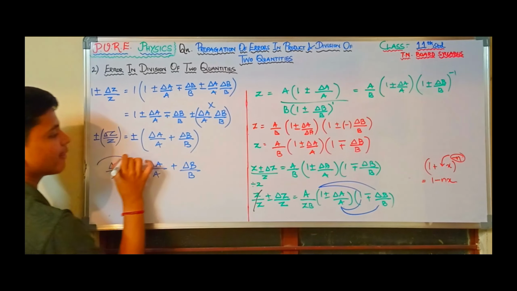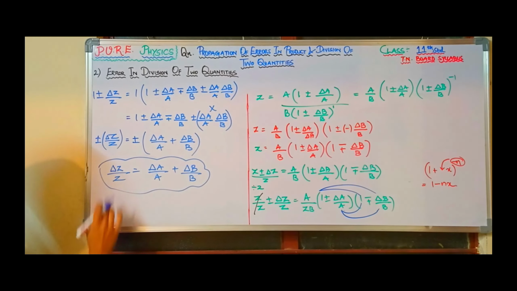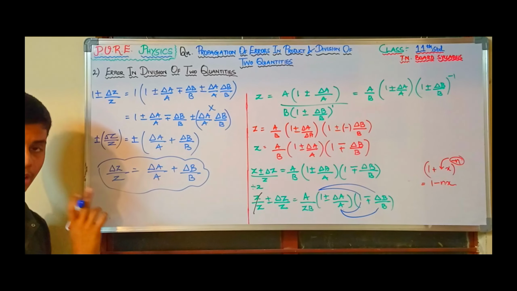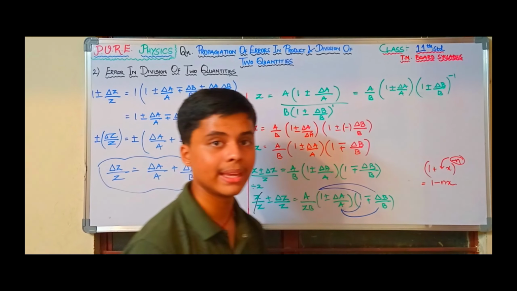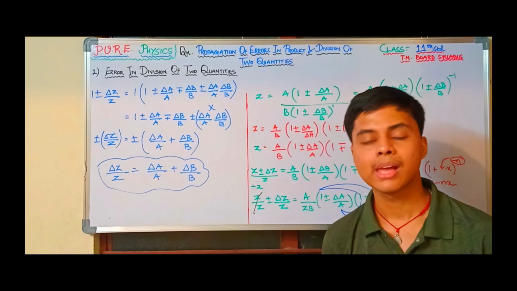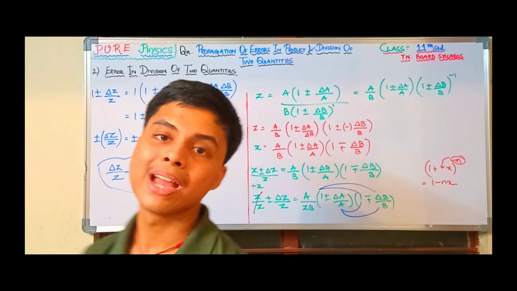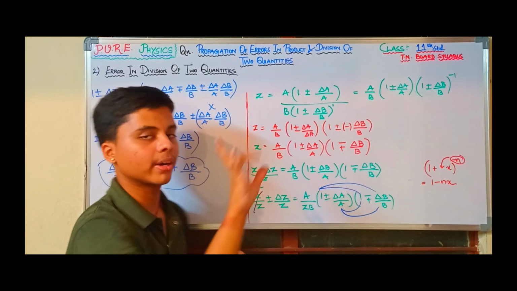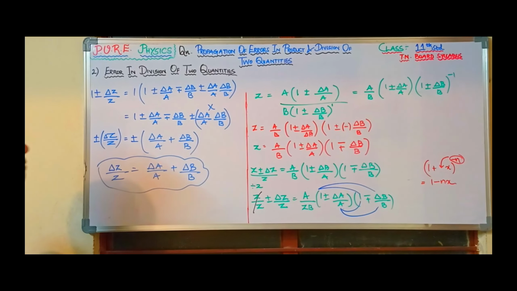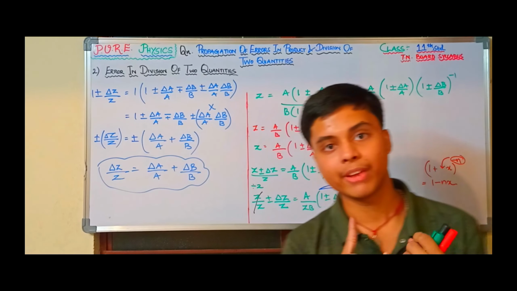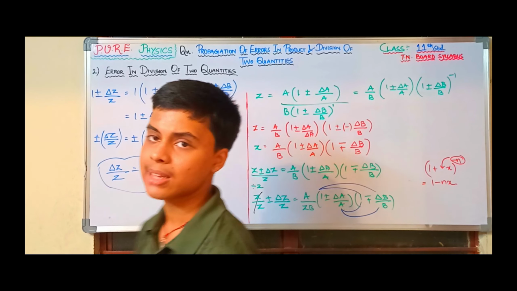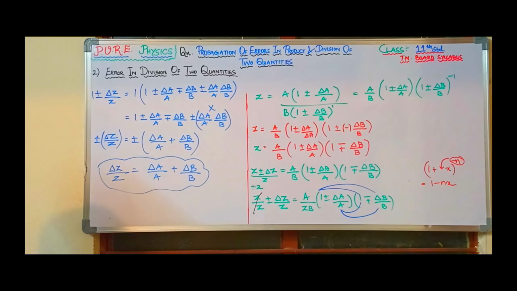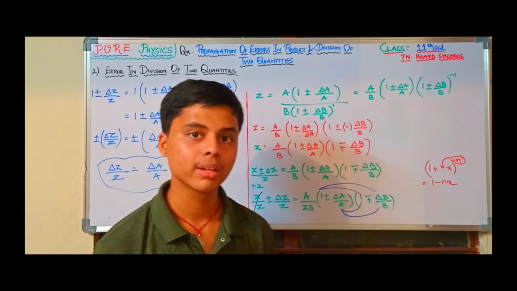So how can I define my final expression of the error in division of two quantities? The maximum possible error in the division of two quantities is equal to the sum of the fractional errors in the individual quantities. So it is the same definition that I gave for the errors in the product of two quantities. So with this, we have completed the whole propagation of error in sum, difference, product and division of two quantities. In the next video, we'll move on to the next 5 mark question of this chapter.